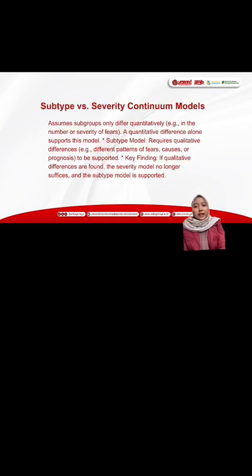Subtypes versus severity continuum models. Assumption: subgroups only differ quantitatively in the number or severity of fears. Qualitative difference alone supports the subtypes model. The subtypes model requires a qualitative difference in pattern of fears, causes, or etiologies to be supported. If qualitative differences are found, the severity model no longer suffices and the subtypes model is supported.